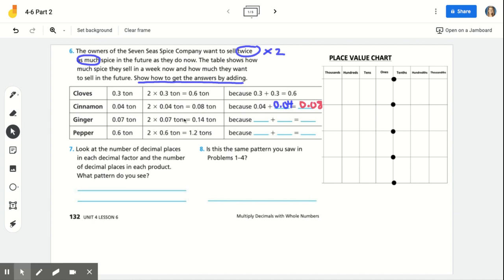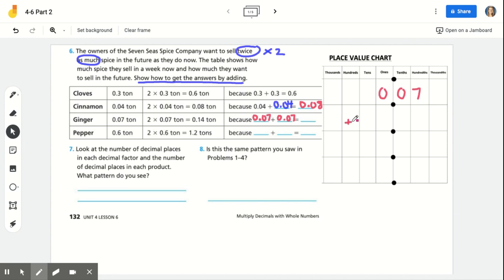And let's take a look at ginger. Ginger is being sold right now at 700ths tons, and twice as much, or 2 times 700ths tons, they're saying is equal to 1,400ths ton. How did they get that? Well, let's use addition to solve, because we're going to add 700ths into these lines. The same as multiplying 700ths times 2 is adding itself. 700ths plus 700ths. Go ahead and put that into your book just like I do. And then transfer it over to your place value chart.